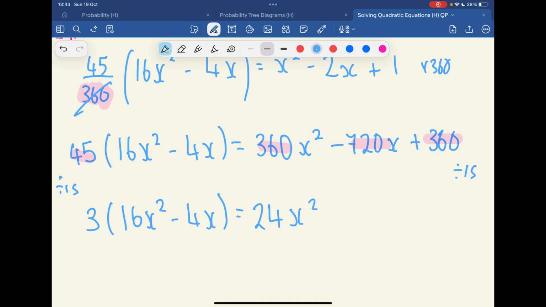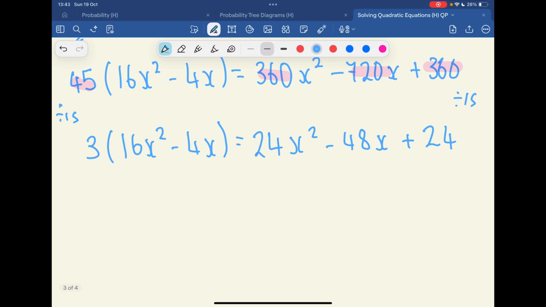720 divided by 15 is 48. And then again, I'm going to have this factor of 24. This already looks much more manageable. Then we can check for any other factors. I know that 3 goes into all of these numbers. So really up here, I could have divided everything through by 45, but that wasn't the most obvious thing to see. It's okay to do things in steps.